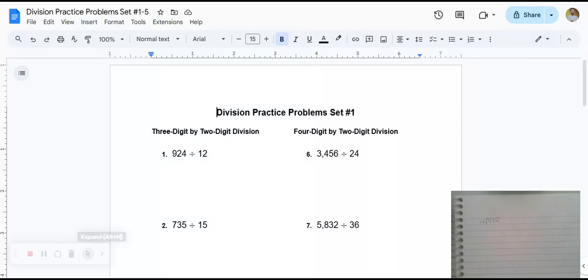924 divided by 12. Just to make sure you're always aware, when you're doing long division, you want to make sure that the first number, the dividend, is on the inside of the long division symbol and the divisor is on the outside to the left.